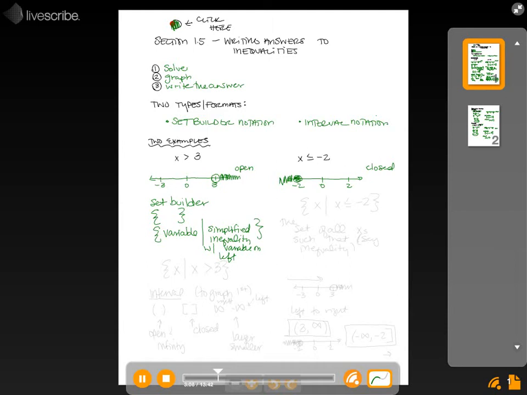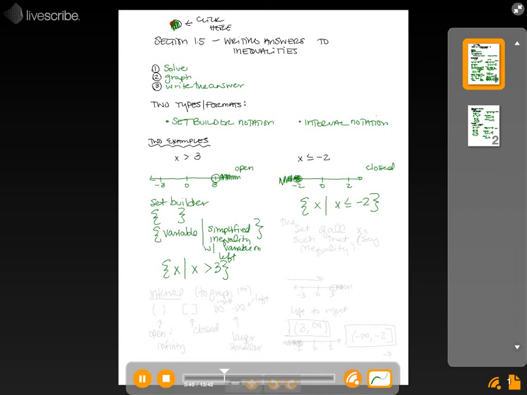So for our first example here, we've got x is greater than 3. To write that in set builder notation, curly bracket, x, because that's our variable, line, x is greater than 3. And we're finished. That's all we have to do. For our second example, x is less than or equal to negative 2. Curly bracket, variable, x, draw a line, x is less than or equal to negative 2, close our brackets. That's it. Now you might be wondering what that stands for, what that means.